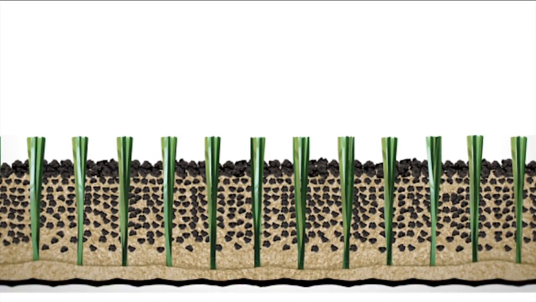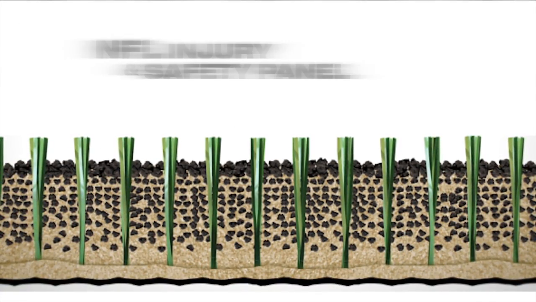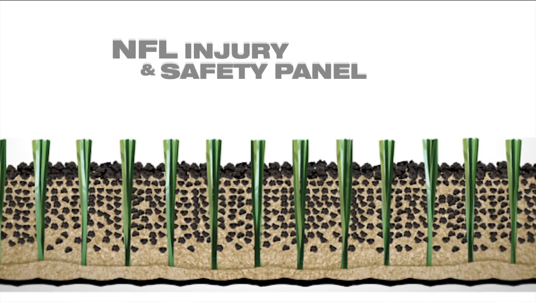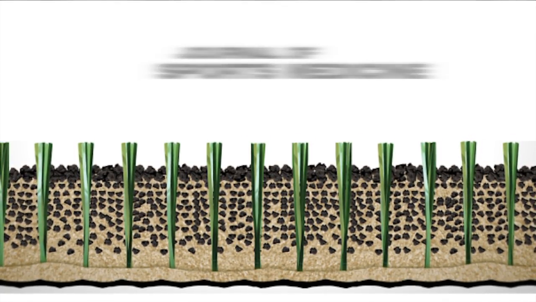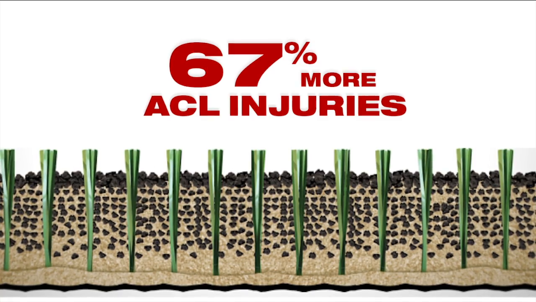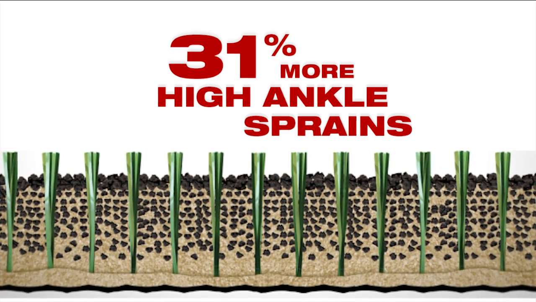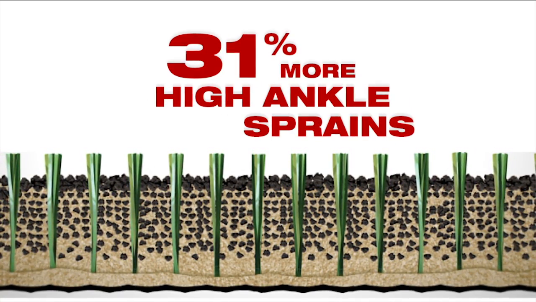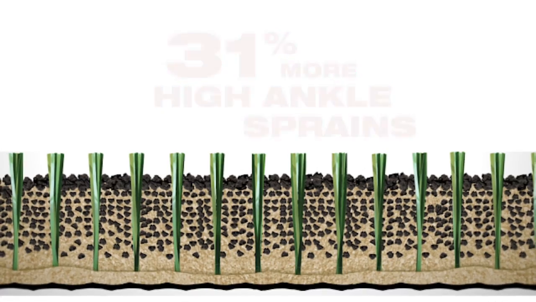This same turf design was cited in a separate study commissioned by the National Football League's Injury and Safety Panel, published in the Journal of Sports Medicine, as resulting in 67% more ACL injuries and 31% more eversion or high ankle sprains than natural grass.